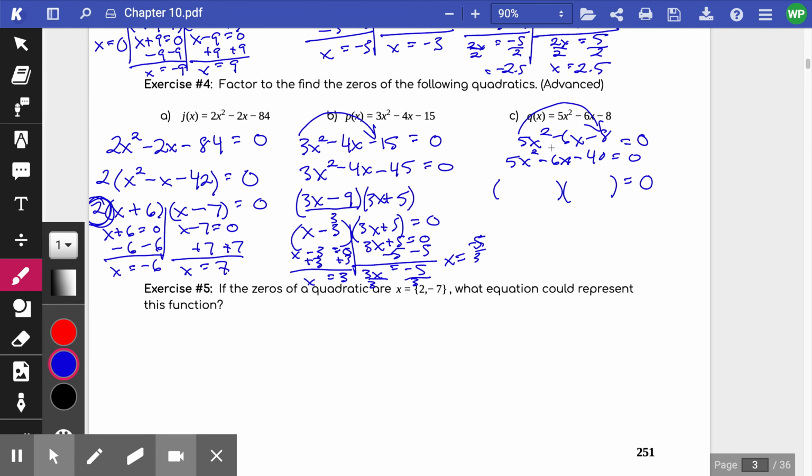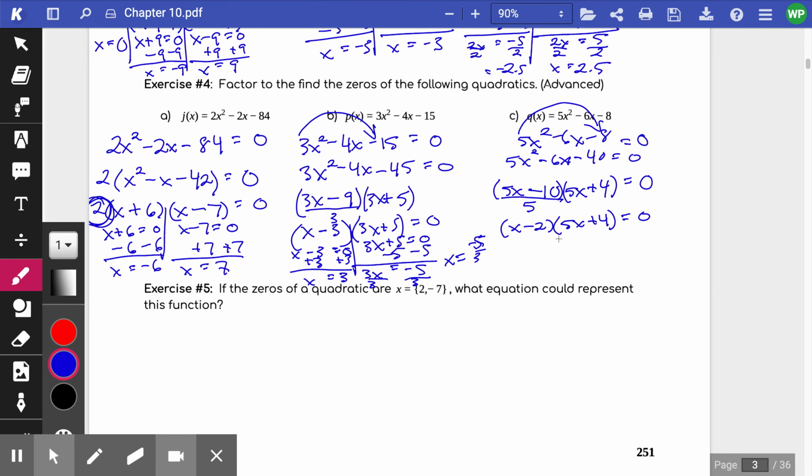So while we're thinking about that, I'm going to start off by putting a 5x in front of each one of my parentheses. And now those two numbers were 10 and 4, because 10 times 4 gives me 40, and negative 10 plus 4 will give me negative 6. And my last step is to divide one of these by a 5. This first set of parentheses is divisible by 5, so I'll divide a 5 out of there. And I'll be left with x minus 2 times 5x plus 4 equals 0.